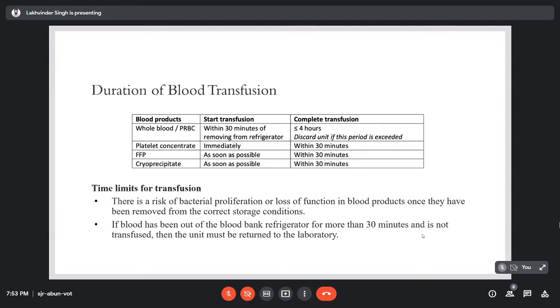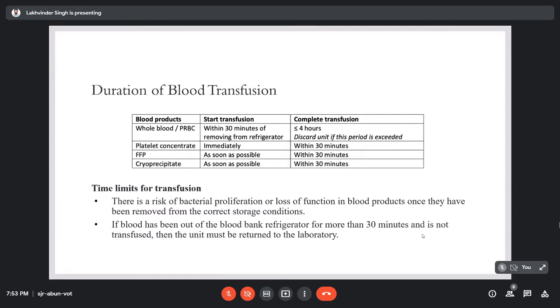Platelet concentrate has to be started immediately and completed within half an hour, because the volume is only 50 to 60 ml in a platelet concentrate. If it is an SDAP, the volume is 200 ml, still it can be transfused within half an hour to 40 minutes. Fresh frozen plasma, FFP, again half an hour. Cryoprecipitate, again half an hour, it has to be transfused.